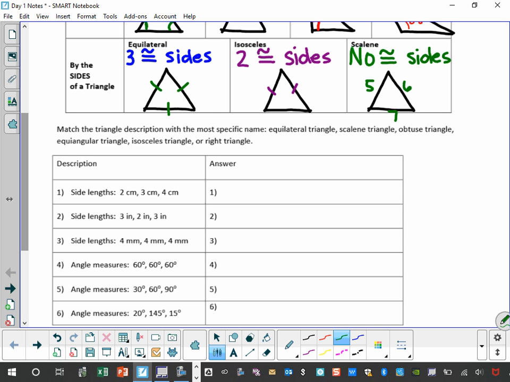All right, number 1, your side lengths are 2 centimeters, 3 centimeters, and 4 centimeters. So clearly, if we're talking about sides, we're looking at equilateral, isosceles, or scalene. Why'd you say scalene? Because they're not equal. They're all different, right? So this is a scalene triangle. You will notice that I will most likely always use symbols for this unit, so you guys can too.